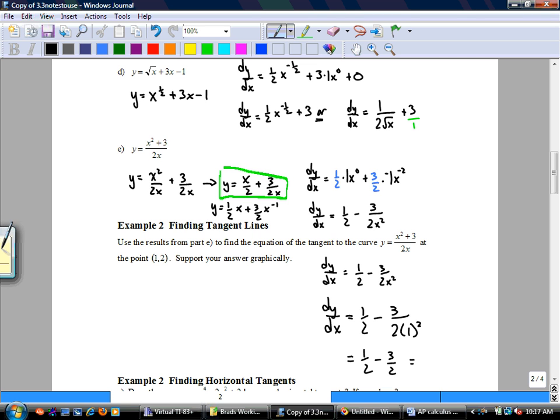One half minus 3/2 is negative 2/2, negative 1. So the equation of the tangent line is y minus y1 equals m times x minus x1. Y minus 2 equals, and what's m? Negative 1.